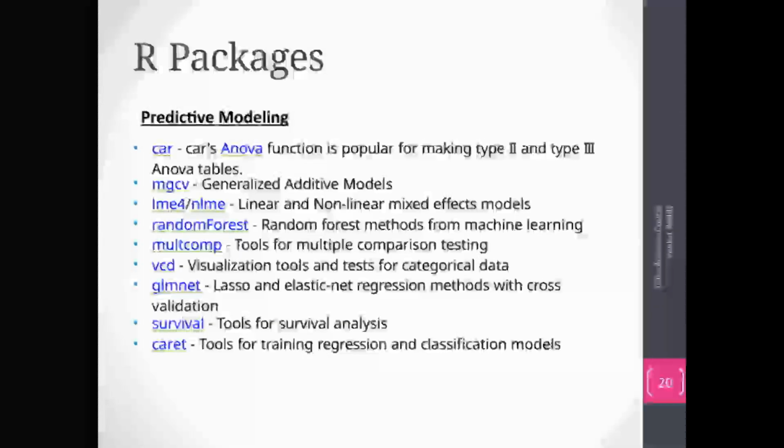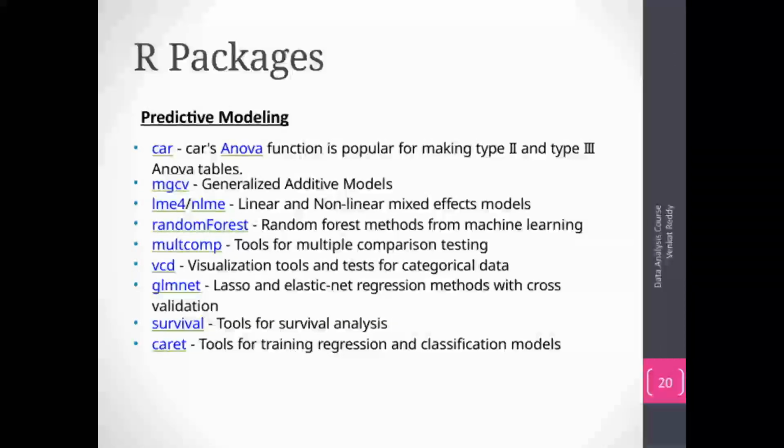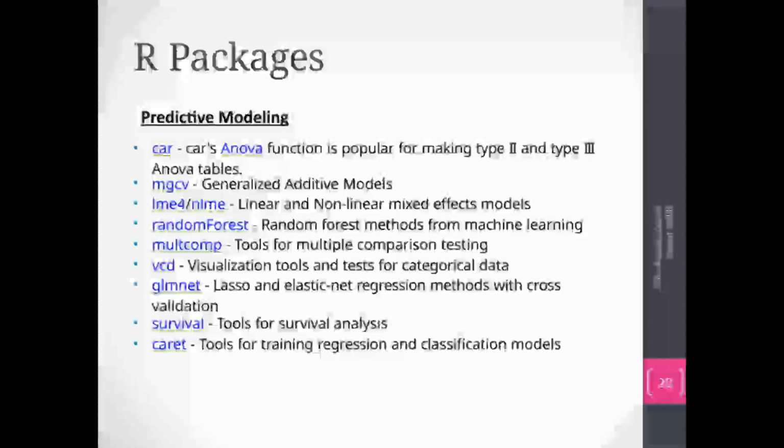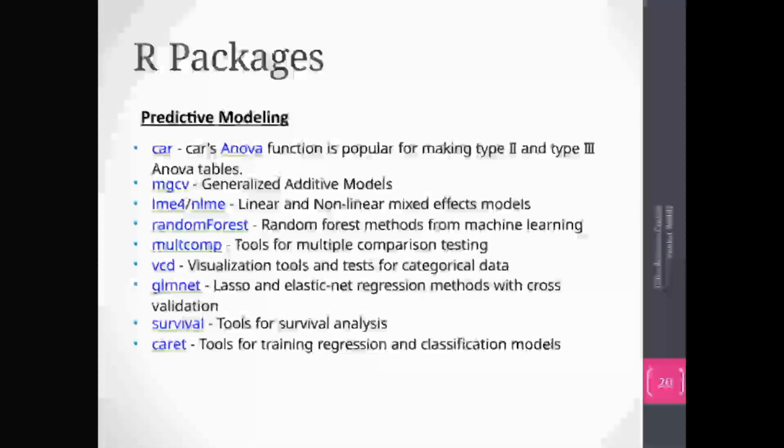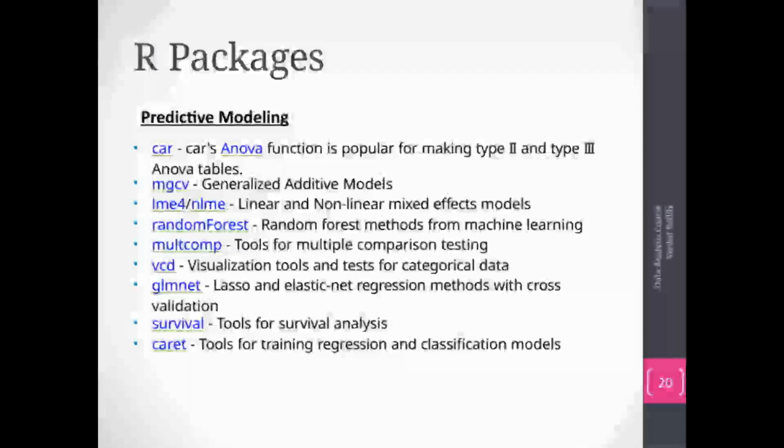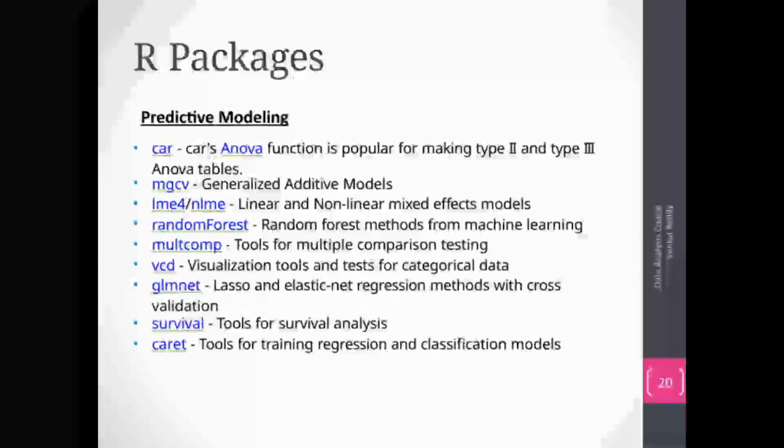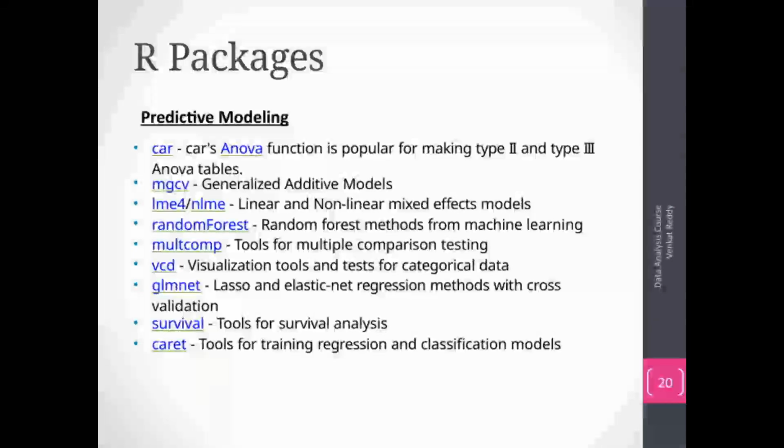Think of it as a toolkit for categorical variable analysis. Then there's glmnet, which offers lasso and elastic-net regression methods. These are especially helpful for dealing with high-dimensional data and include cross-validation to tune model parameters effectively. The survival package is tailored for survival analysis, allowing us to analyze time-to-event data, which is common in medical studies and reliability testing. Finally, the caret package acts as a comprehensive toolkit for training and evaluating both regression and classification models, streamlining the entire modeling process.